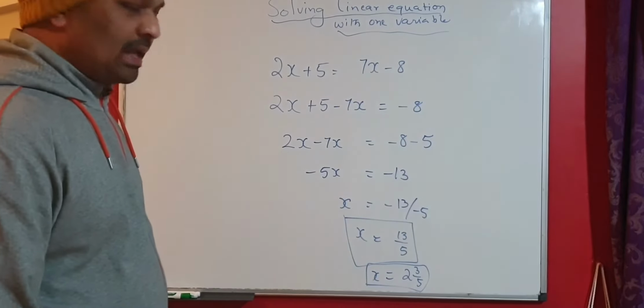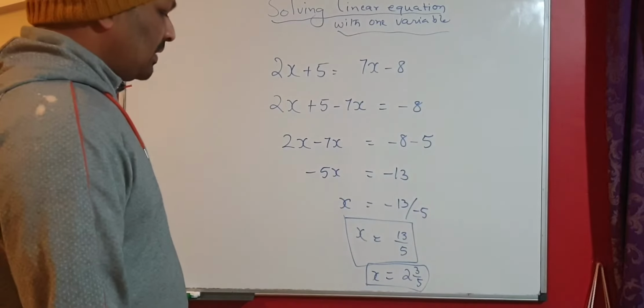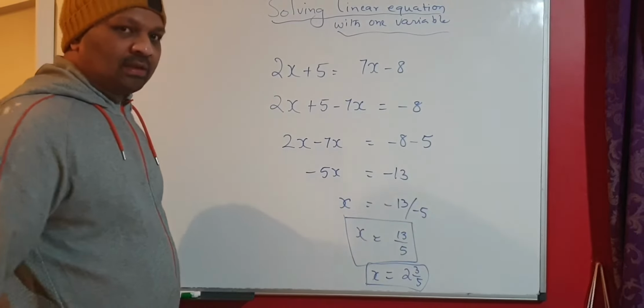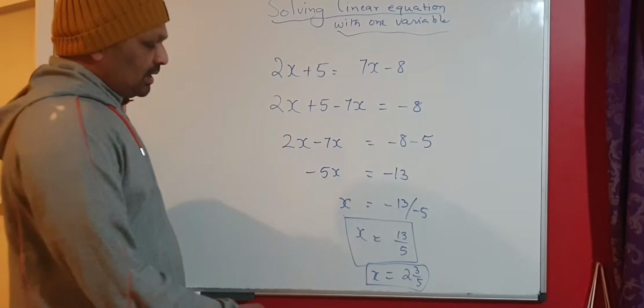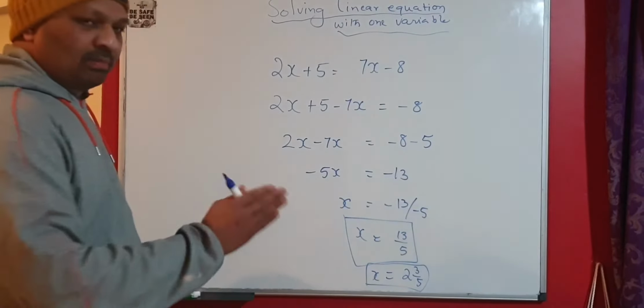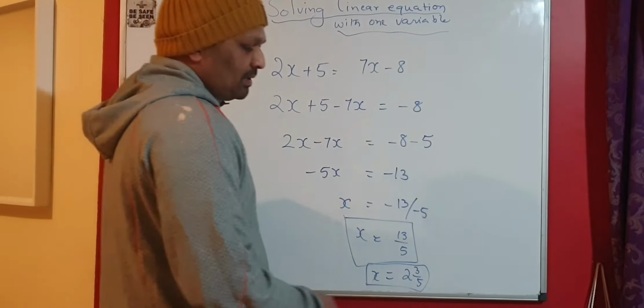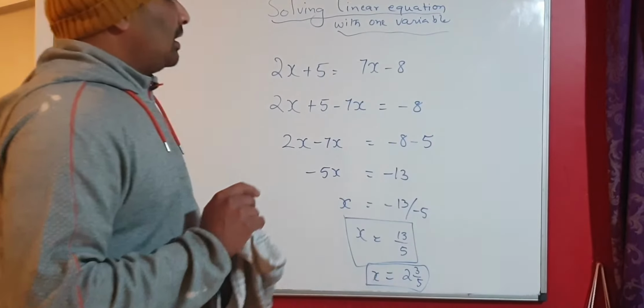Okay, so whenever you write an answer, if you get it in an improper fraction, you try to put it in mixed fraction, because mixed fraction gives a very good sense, like in this case the value of x will be somewhere between 2 and 3. Okay, so this is another type of a linear equation that is having one variable.